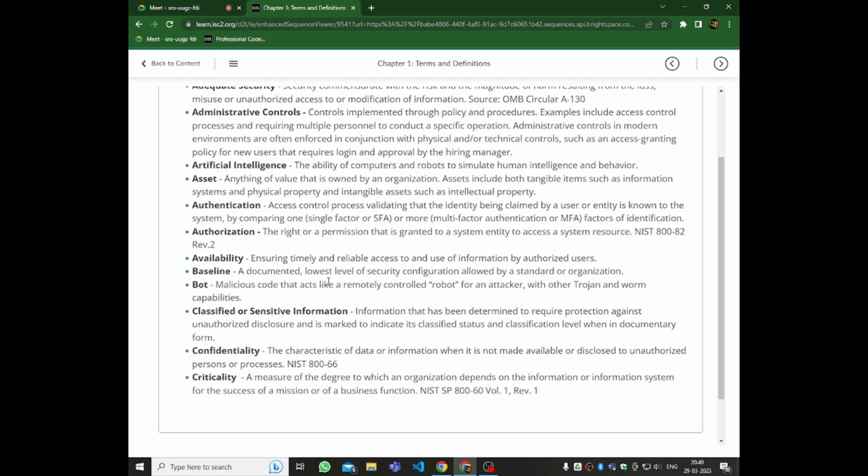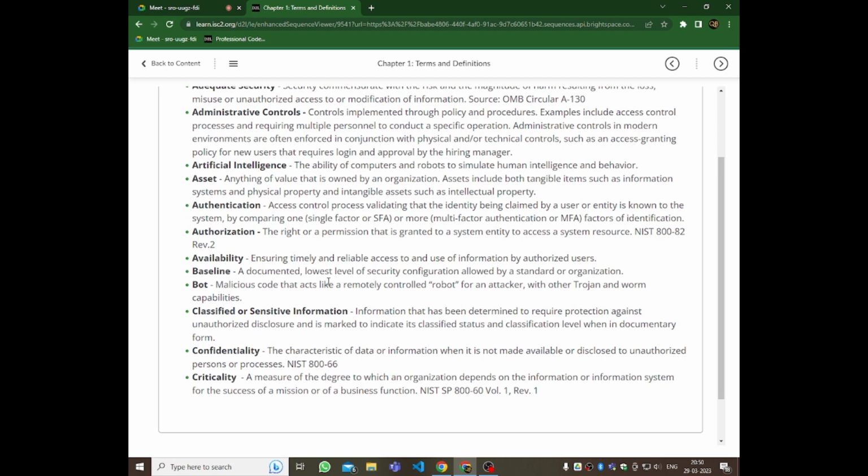Whereas the next is classified or sensitive information: information that has been determined to require protection against unauthorized disclosure and is marked to indicate its classified status and the classification level in documentary form. Whereas the next is confidentiality: the characteristic of data or information when it is not made available or disclosed to unauthorized persons or processes.